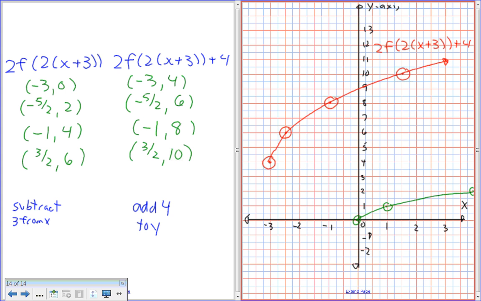Yes? Where does that green thing come from? Oh, okay, good question. This is just the square root of x. That's what this one is. That's just so you can see what the original graph looked like and then the transformation. Would you have to do that? No, you don't have to. Just for visualization here, okay?